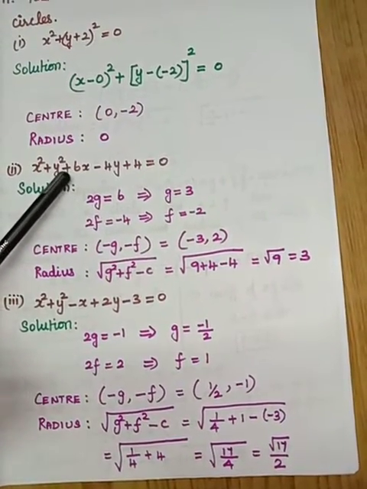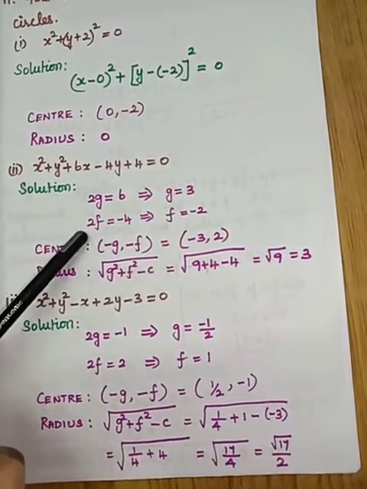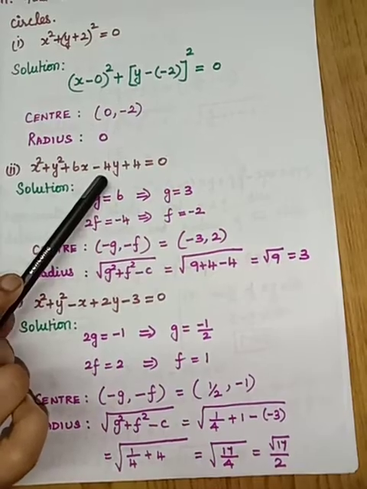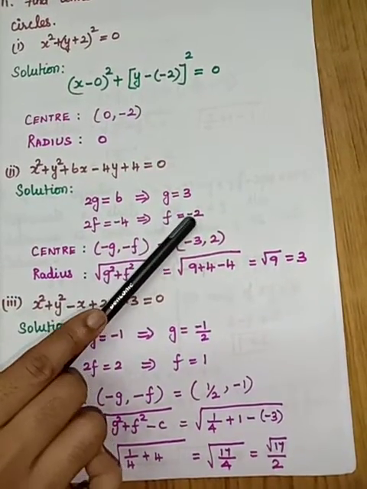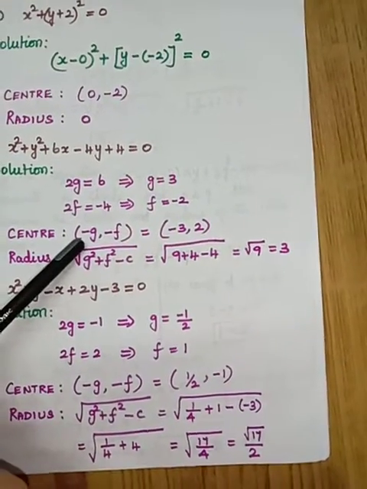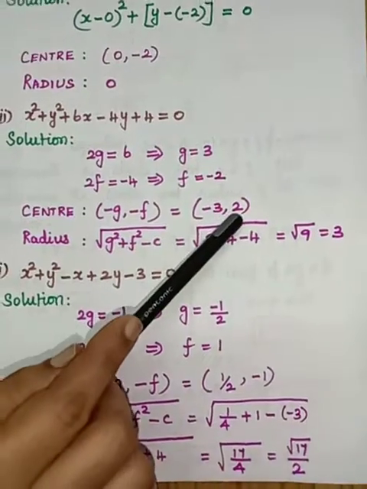What is the coefficient of x here? 6. From that, g is equal to 3. And you have to find out 2f. 2f is nothing but the coefficient of y, that is minus 4. So from that, f is equal to minus 2. So you have to substitute in the formula. So it is minus g comma minus f. So it is minus 3 comma plus 2.